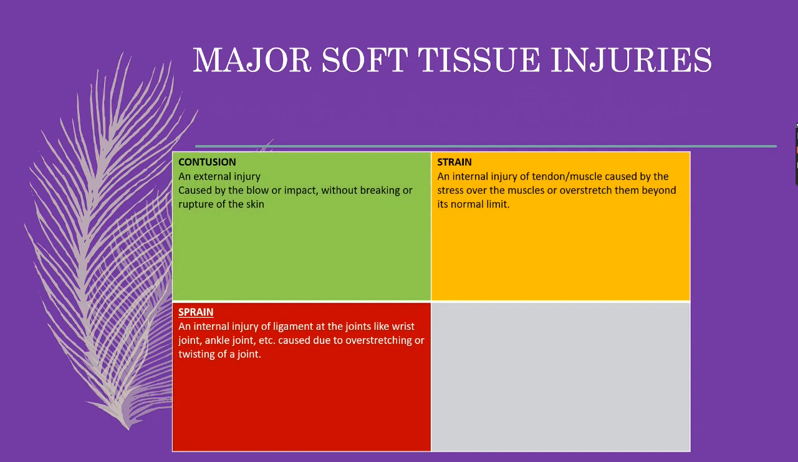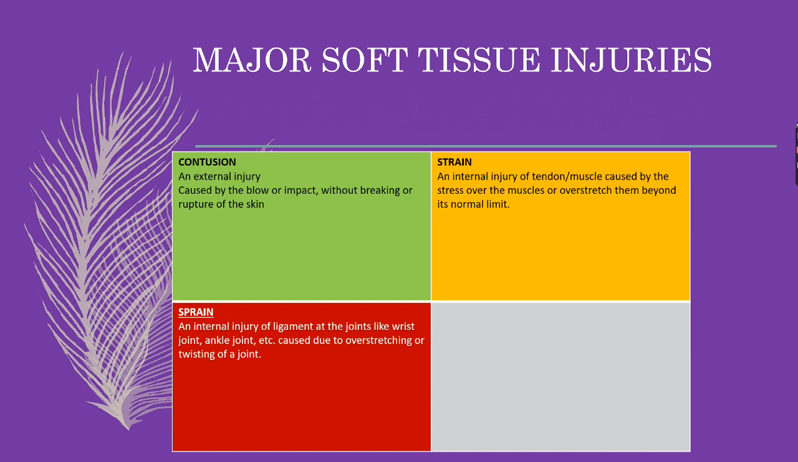Major soft tissue injuries. Contusion, an external injury caused by a blow or impact, without breaking or rupture of the skin. Strain, an internal injury of tendon or muscle caused by stress over the muscles or overstretching them beyond their normal limit. Sprain, an internal injury of ligament at joints like the wrist joint, ankle joint, etc., caused due to overstretching or twisting of a joint.